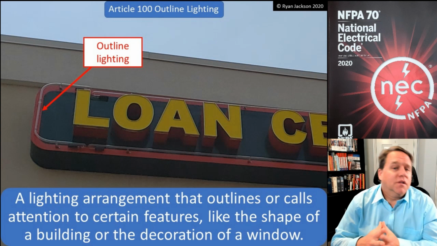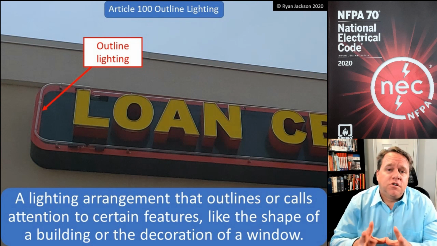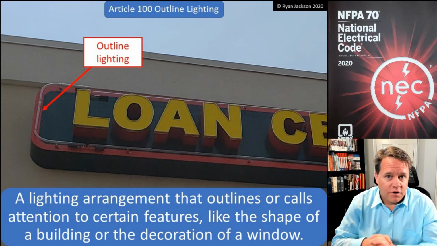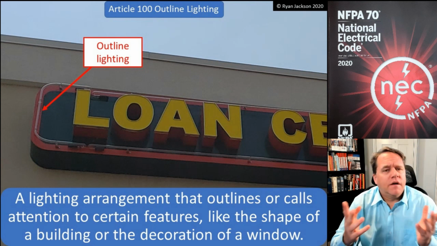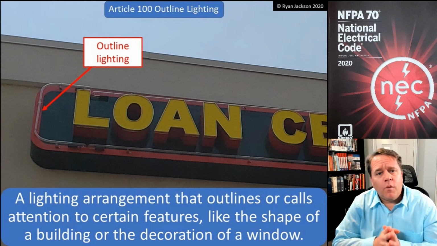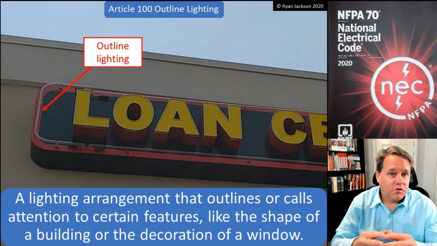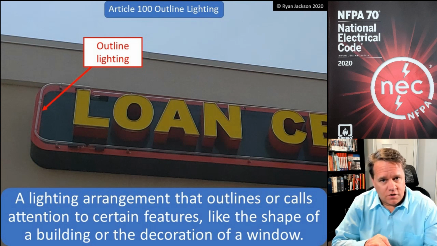Outline lighting is regulated in Article 600 for electric signs, and most of the definitions that are used in Article 600 are defined in Article 600, at least for the 2020 and previous versions of the code. So if you're looking for the definition of something like an electric sign, you're going to be in 600.2. If you want the definition of skeleton tubing or a section sign, you're going to be in 600.2.